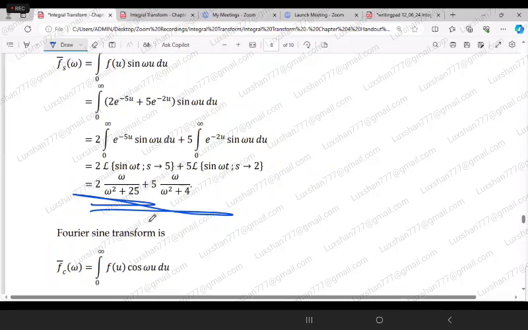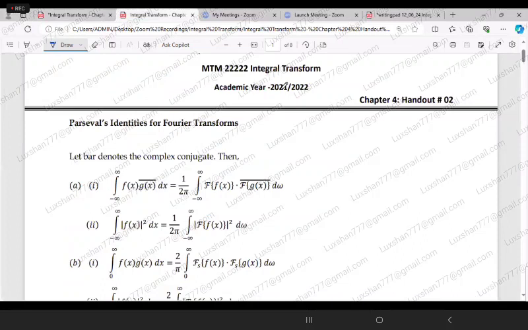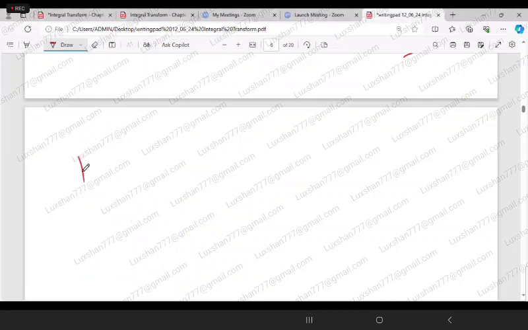Do you understand this, students? Tell me whether you understand this. Yes, sir. Right. So this is the Fourier sine transform. Now what we have got is the Fourier sine transform. Again, they are asking us to find the Fourier cosine transform.